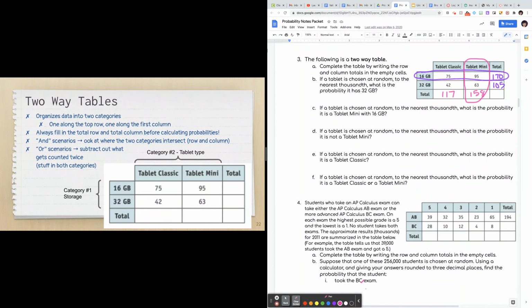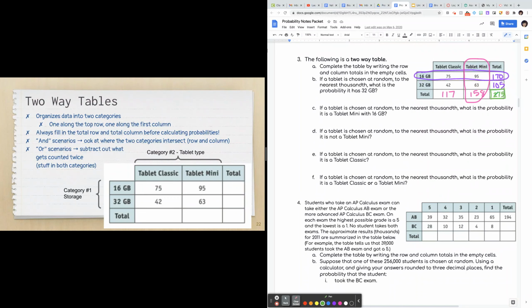Now the total, so this one right here, you can get that lots of different ways. You could add all of these individual numbers that they give you, or you could add the row totals right here, the 170 and the 105, or you could add the column totals, the 117 and the 158. You're going to get the same answer either way. So if I add these up, the easiest one, it looks like to me, is 170 plus 105, and I get 275.